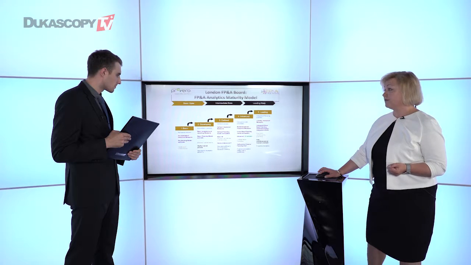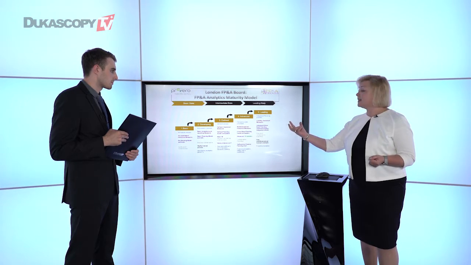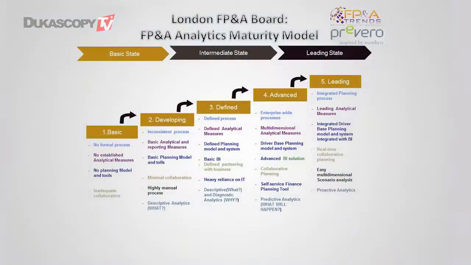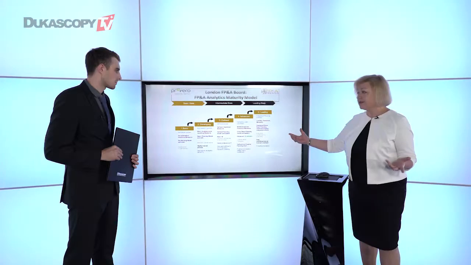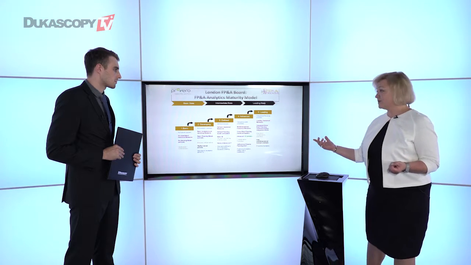So generally speaking, FP&A analytics is moving through 5 different stages. The first one is the basic one, then it's developing, defined, advanced, and leading. At the basic stage of FP&A analytics, there are no formal processes, no established analytical measures, and no specific planning model. So Excel is used all the time, and obviously not enough collaboration in terms of the analytics.